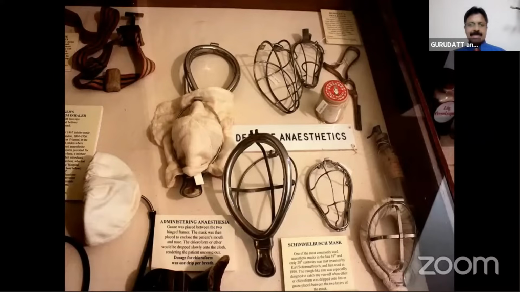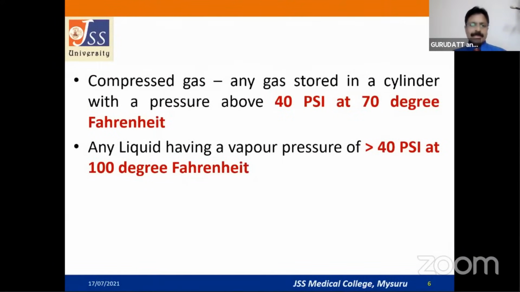One of the questions that can be asked of you as a postgraduate is, what is a compressed gas? A compressed gas is any gas stored in a cylinder with a pressure above 40 pounds per square inch at 70° Fahrenheit. A liquid also can be called a compressed gas, for example nitrous oxide, with a pressure of more than 40 psi at 100° Fahrenheit. So at room temperature and just above room temperature, if these gases have a pressure inside the cylinder of more than 40 psi, you call them compressed gases.